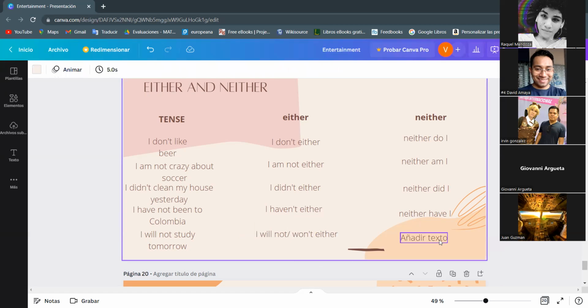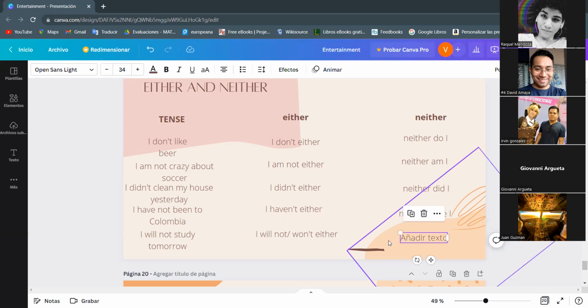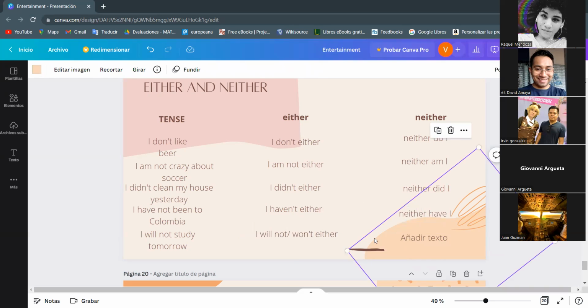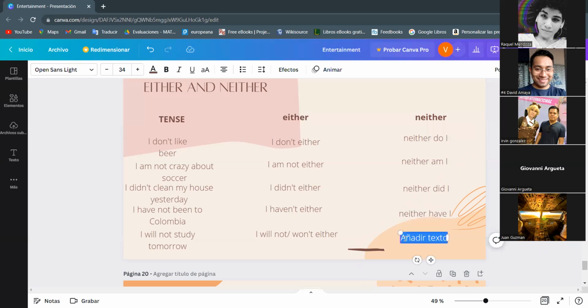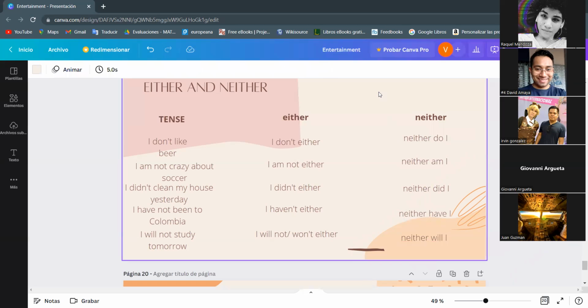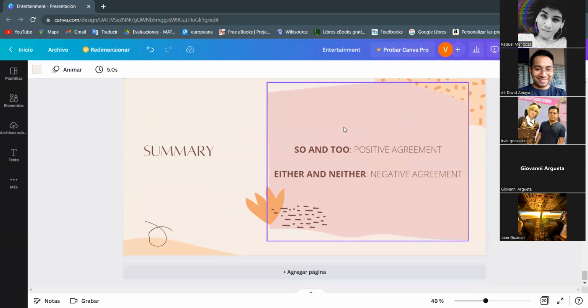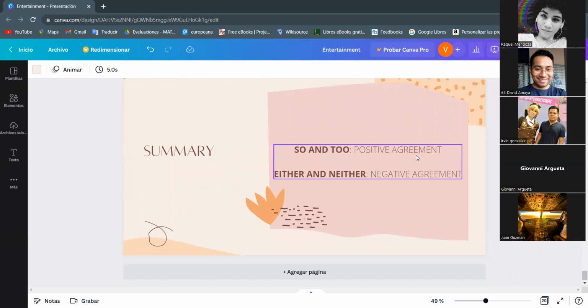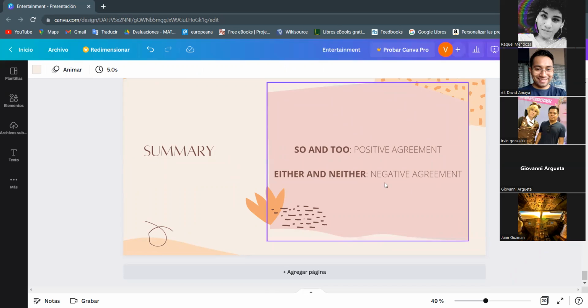All right. And David, neither. What's the answer? Okay. Neither will I. Great. Neither will I. Good job. So let's see. This is a summary. So, too and so are positive agreement, either and neither are negative agreement.